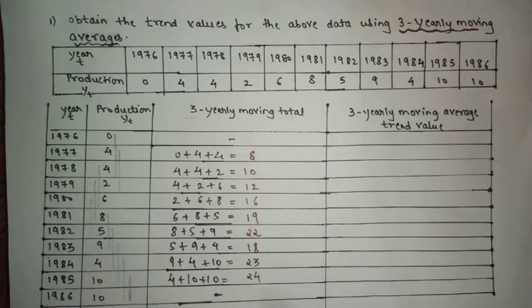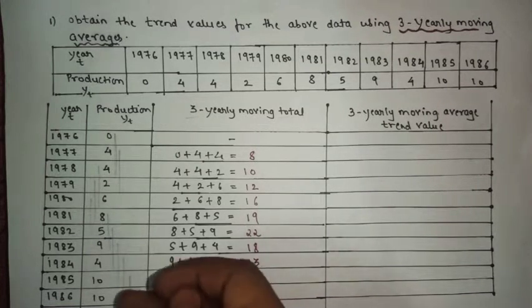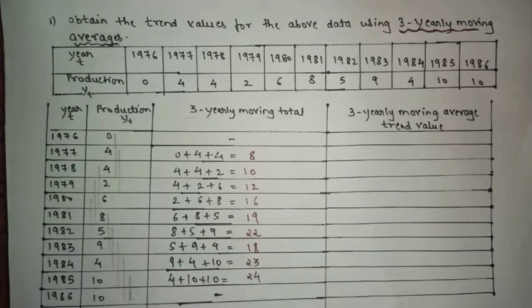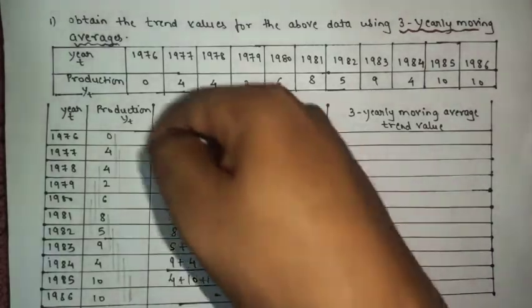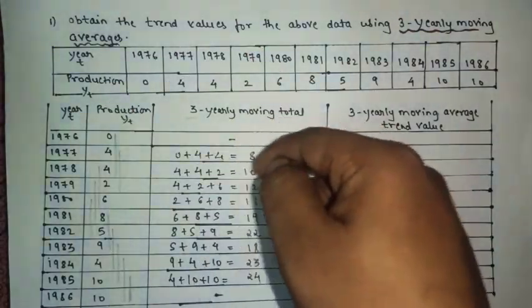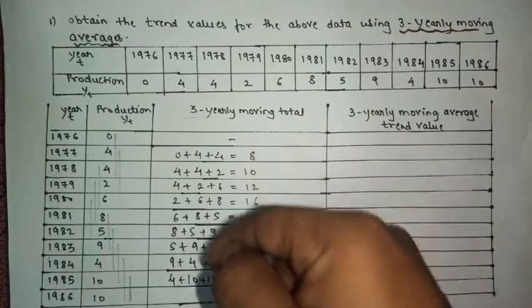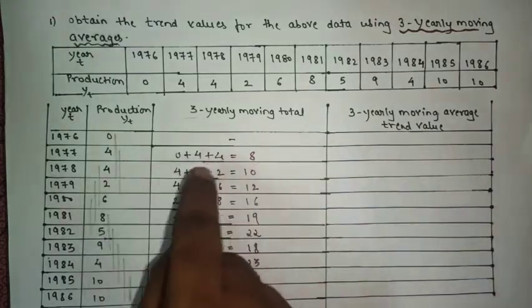So at the end, we are left with only two numbers, so we cannot add those two numbers because we require three numbers. So even in the last row, we will keep the box blank. Understood? Okay, now in the exam you can add these numbers directly, and directly write 8, 10, 12, 16, 19, 22. No need of showing this step.